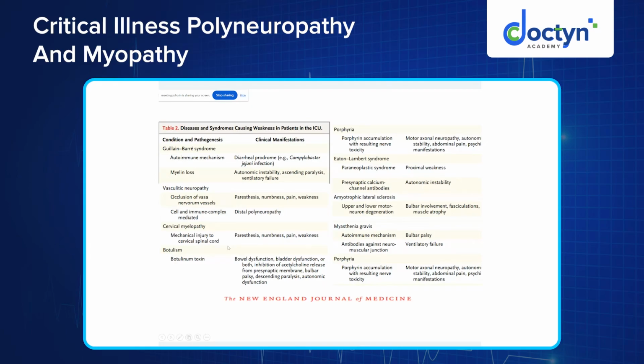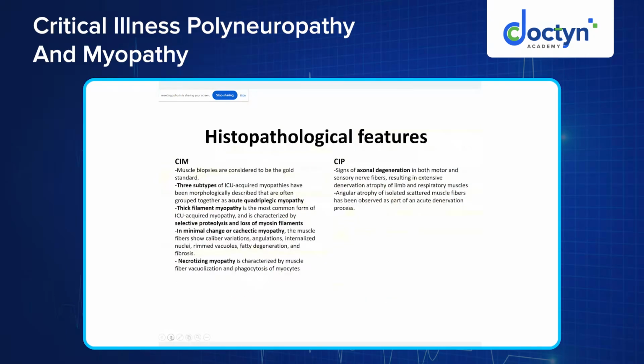If there is a botulism toxin, that can lead to bladder dysfunction, descending paralysis, autonomic dysfunction. Porphyria, Lambert-Eaton syndrome, that leads to proximal weakness. ALS, amyotrophic lateral sclerosis, because of the bulbar involvement, myasthenia gravis, and porphyria. So these are the various diseases and syndromes that can cause weakness in the patients of ICU.